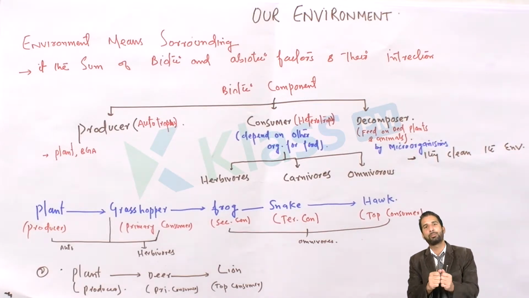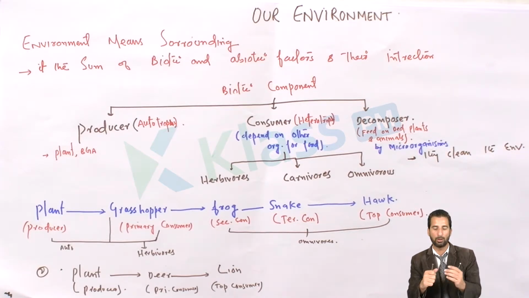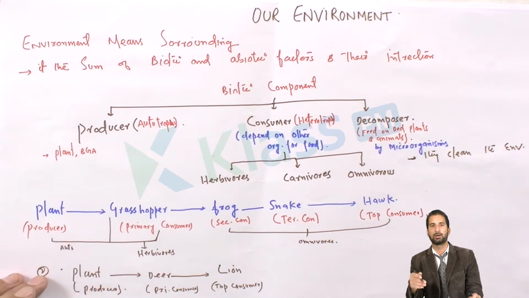The biotic components, which are also called the living components of the environment, have been classified broadly into three types. One is the producer, which is also called autotrophs. Next is the consumer, which is also called heterotrophs. And next is the decomposer. Decomposers are also called the environmental cleaning agents.